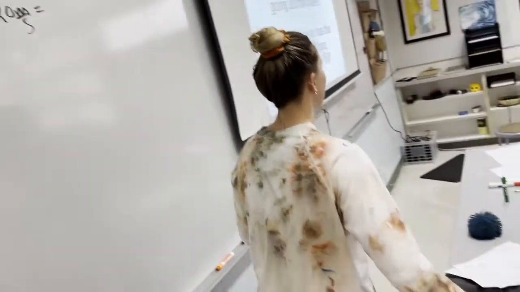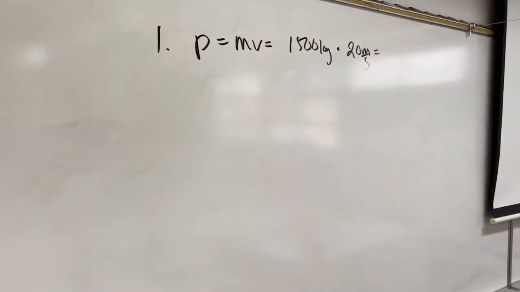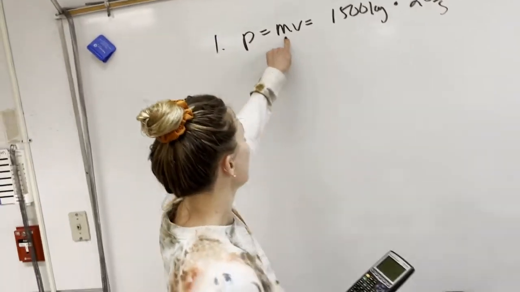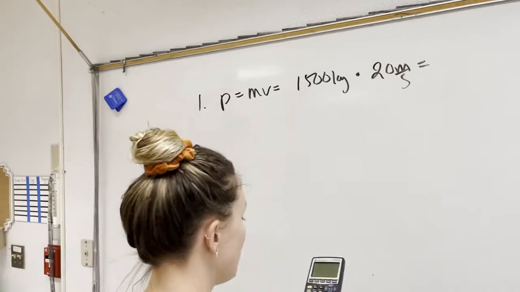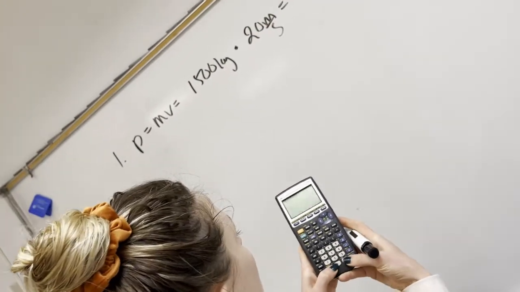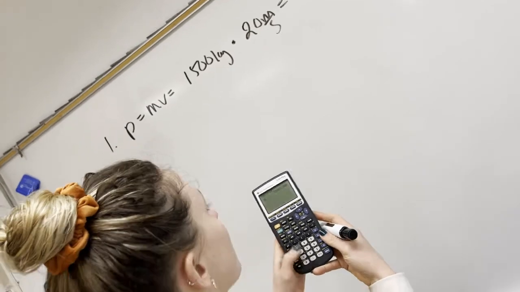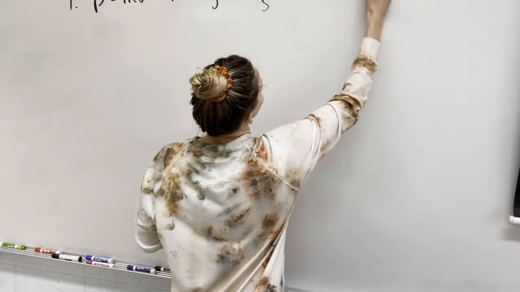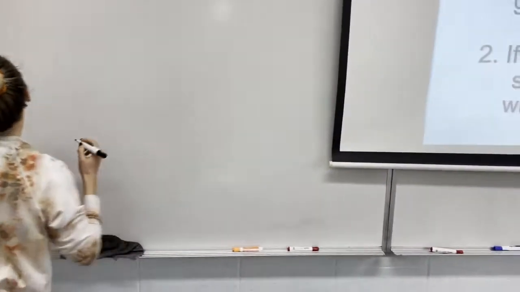Okay, what do I do with that calculator? Oh, I think it's under here. There it is. All right, so we just do our mass times our velocity. 1,500 times 20, and I get 30,000. I could have done that one in my head. Kilograms, meters per second. Okay, number 2.